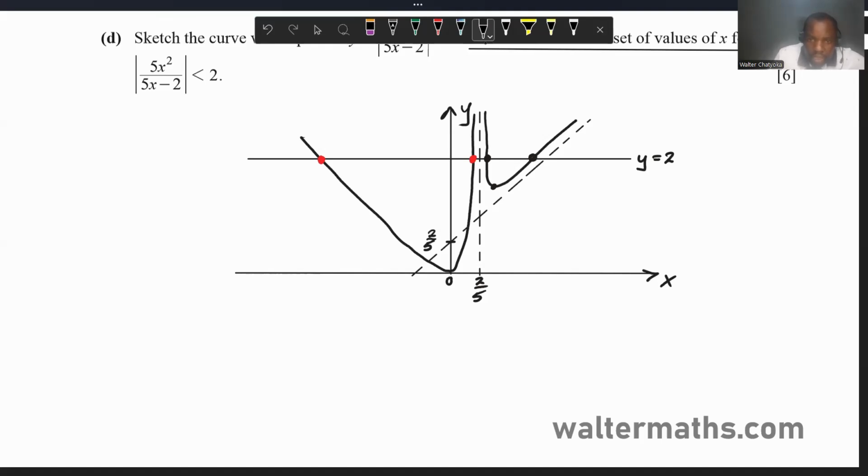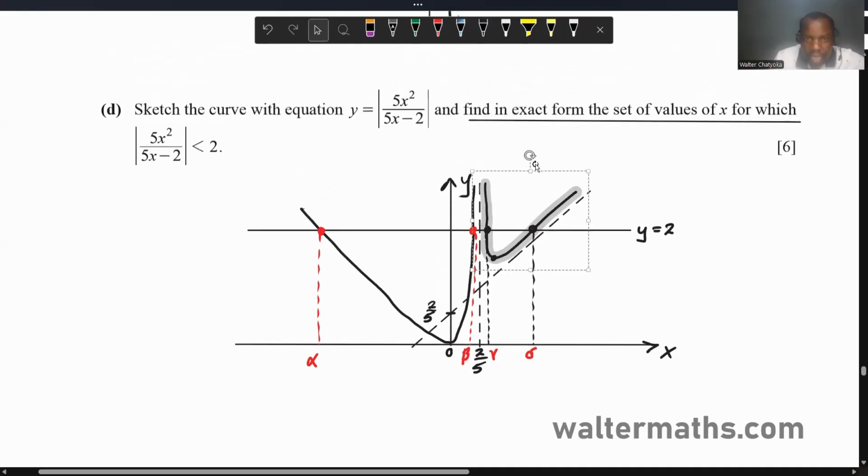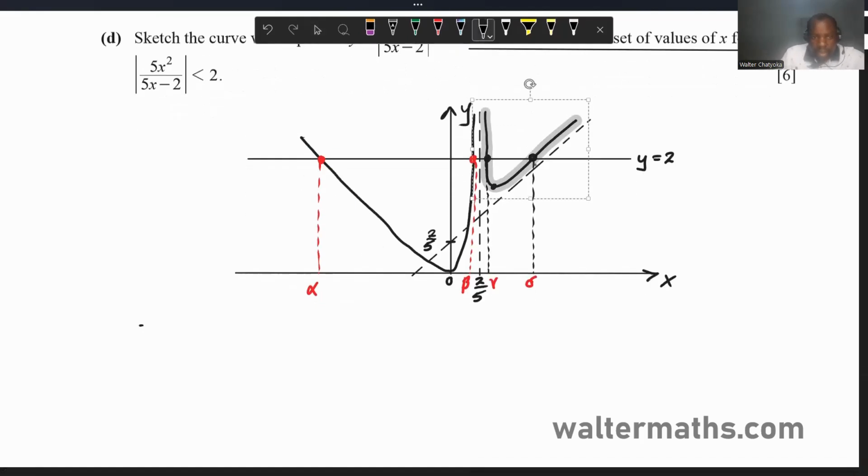All right, so for the first 2 intercepts, let's start with this one here and this one here. Actually, I'll have again these and this as well. So I'll say this is alpha, this is beta, this is gamma, and this is delta. All right, so let's start with the intercepts with the original piece of the graph. This was from the original function, y is equal to 5x squared over 5x minus 2. So this is where 5x squared over 5x minus 2 intercepts with the line y is equal to 2. So that's what's going to give us gamma and delta.